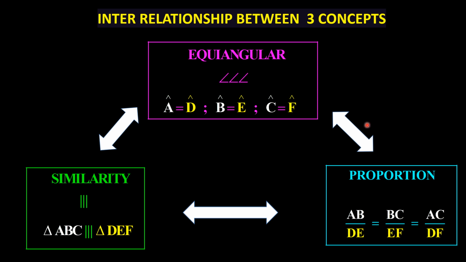If it's equiangular, there'll be proportion. If it's proportion, they'll be similar. So if we want to prove a proportion, we just show that they're equiangular, or we show they're similar, right? If we know they're similar, we can then deduce the sides are in proportion. Or if we know they are equiangular, then their sides will be in proportion as well.